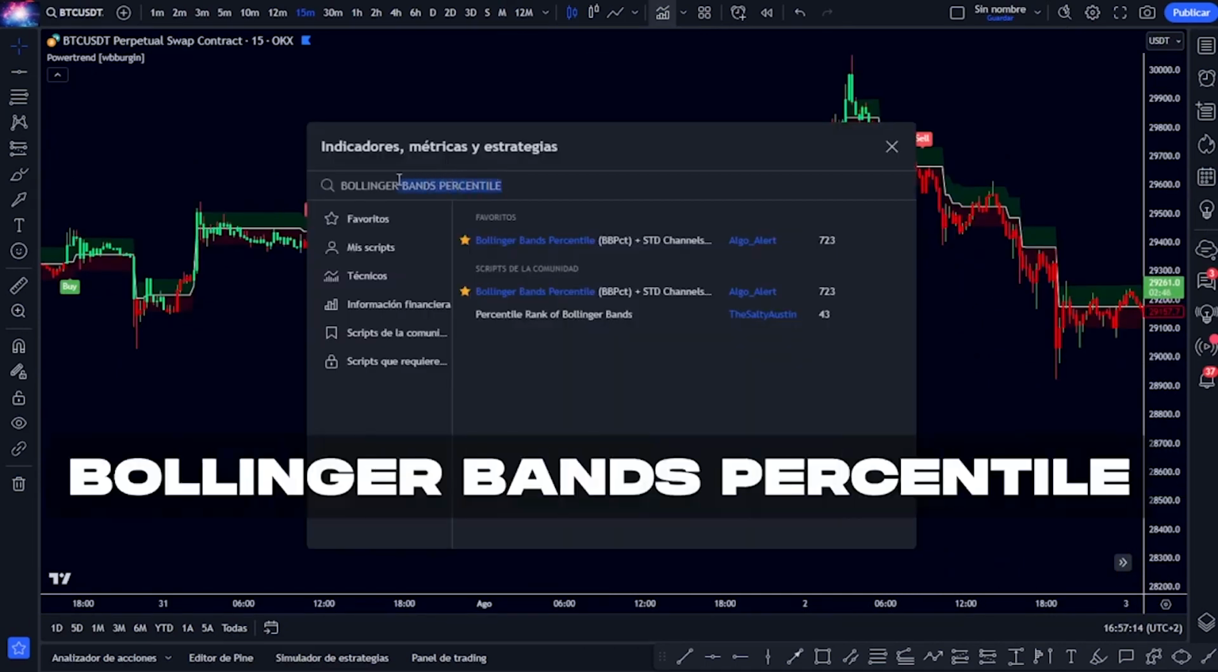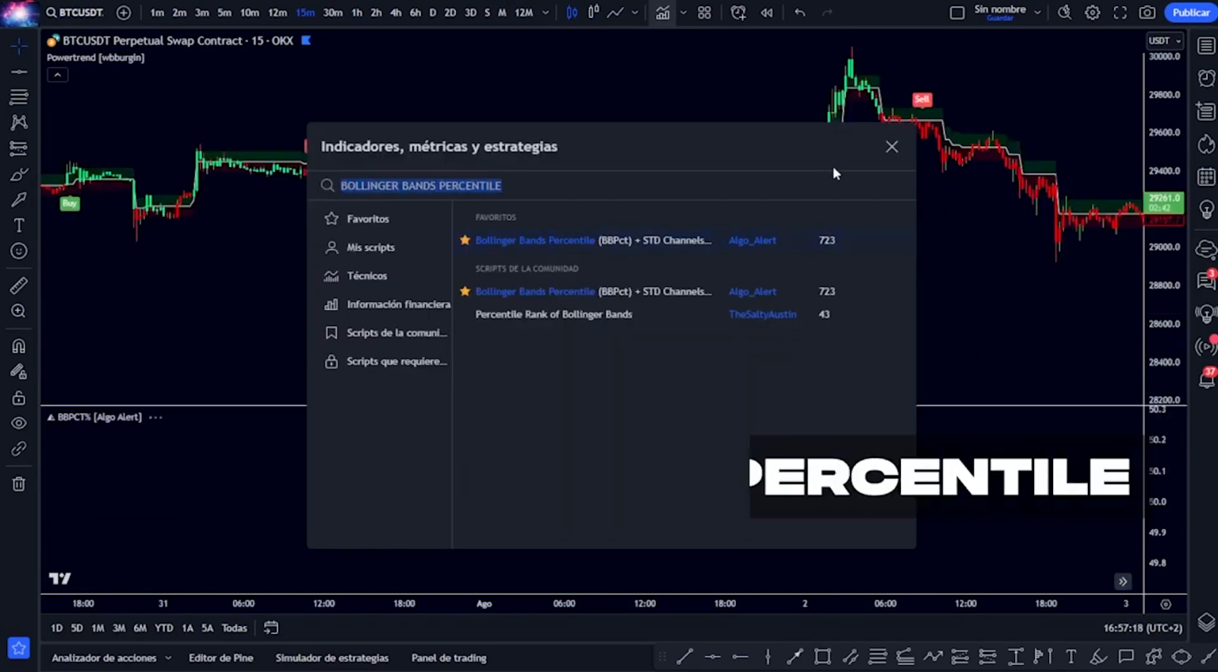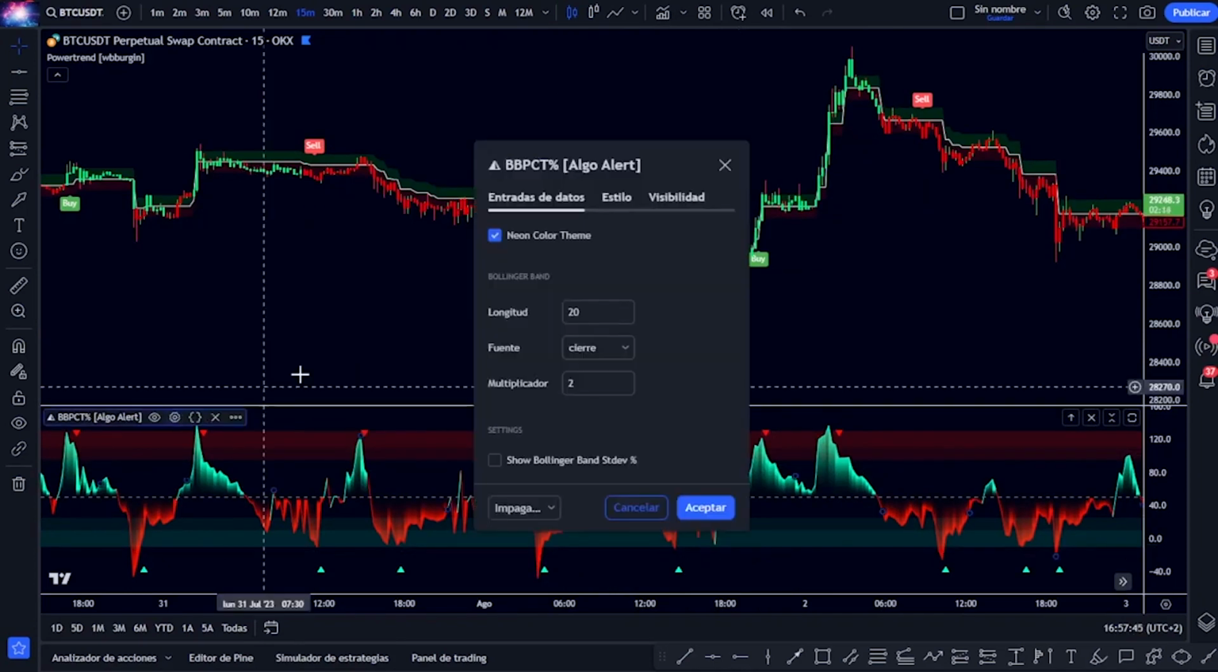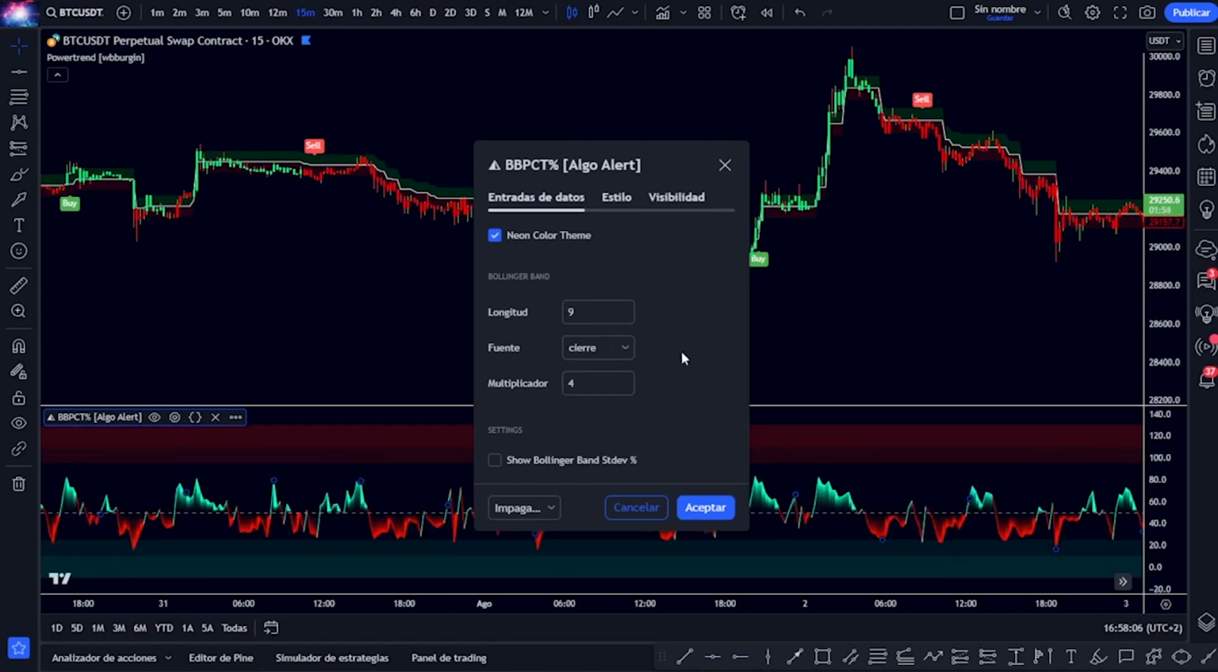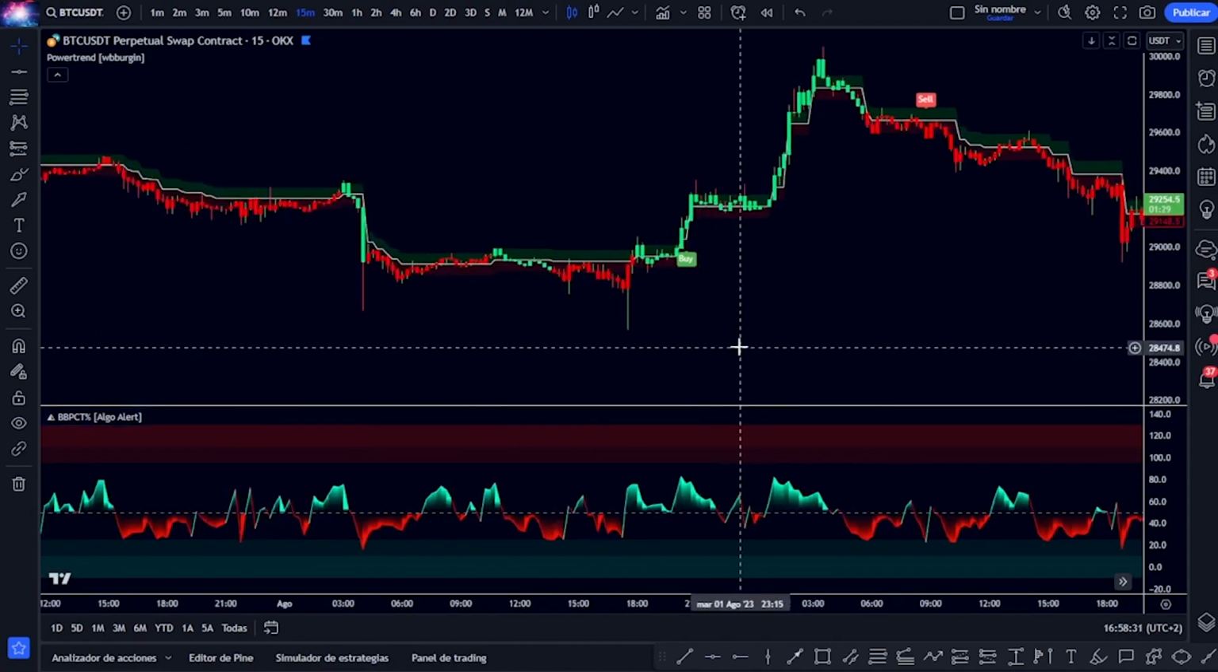It is the Bollinger Bands percentile. Click on it and it will appear something like this. We go directly to configuration. In length we will change the 20 by 9, and the multiplier we will put it in 4. We give it to accept and it would be like this.